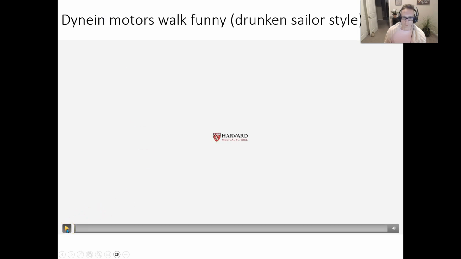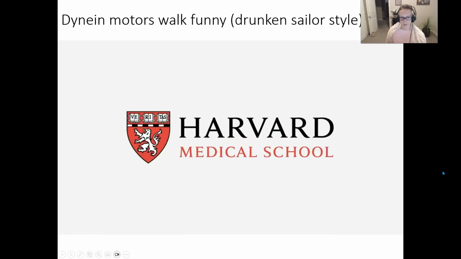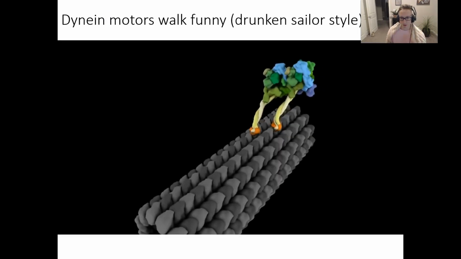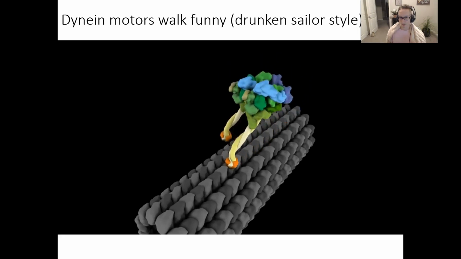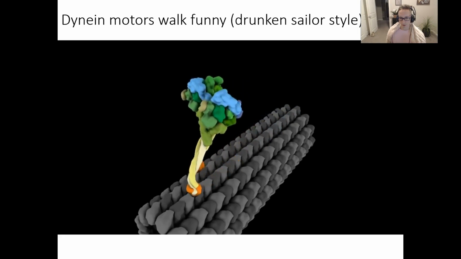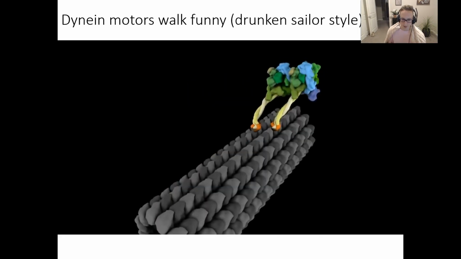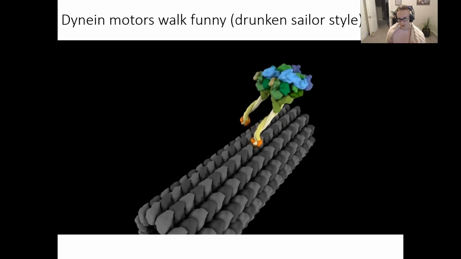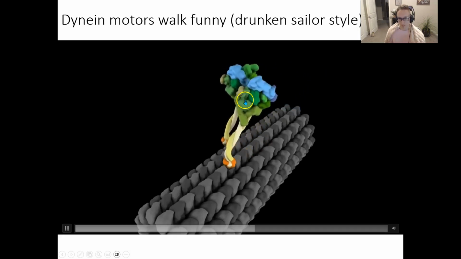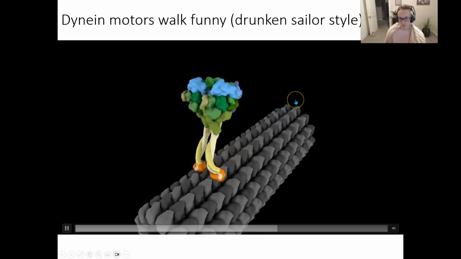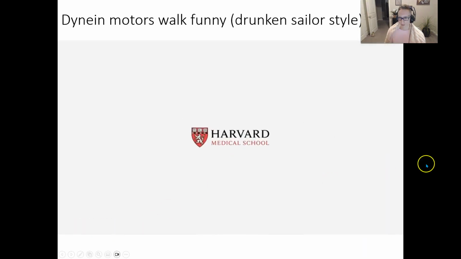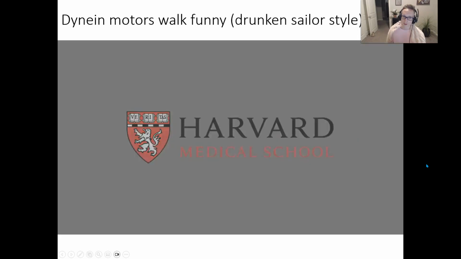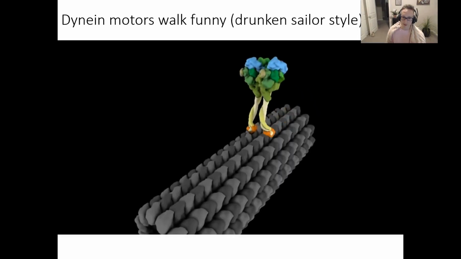Dynein motors walk a little funny. They walk like a drunken sailor. Let's look at this thing. When I was in your shoes, we didn't have these animations of dynein and how it walked, and I had to learn this stuff by drawing it out, and it just made no sense to me. That's how it walks. It's got these big butt cheeks and these flappy little wings, and it walks like a freaking drunken sailor, bro. Just stumbling down the road.